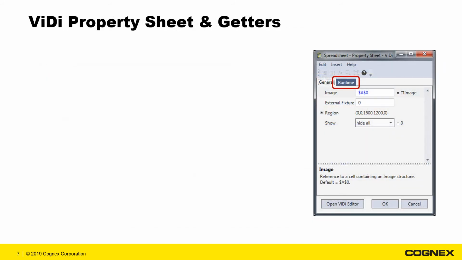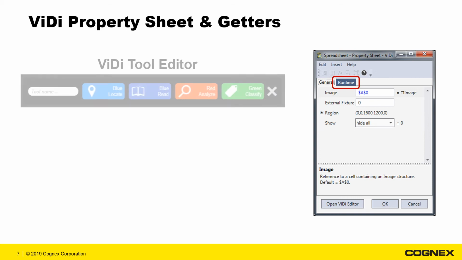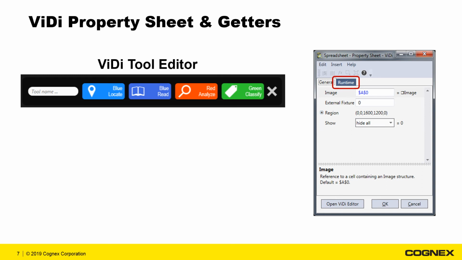The ViDi tool has a very simple property sheet with just 4 basic parameters: the image, an external fixture, the region, and the graphics show parameter. But it also has something unique, an additional tab called Runtime. The contents of this tab will be blank when you first add the tool into the spreadsheet, but will later be populated with additional parameters that will be determined by the specific makeup of the ViDi processing you create in the ViDi editor. Once you open the editor, you will have access to the full suite of ViDi tools for creating what may amount to a full application where the spreadsheet simply serves as an environment for publishing the results data and for making additional decisions and/or communicating the results.